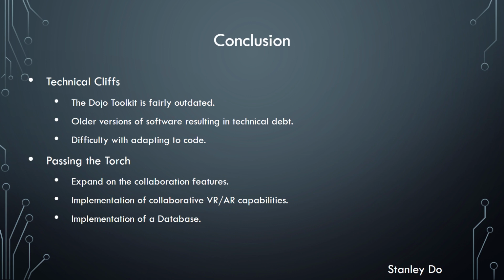Since we were implementing on top of existing software, we were introduced to a lot of new code. The Dojo Toolkit, which is a JavaScript framework used for large-scale web applications, did not have as much documentation as we'd liked. The software also uses older versions of Cesium and Esri, which prevented us from using some of the features that are available in the newer versions.